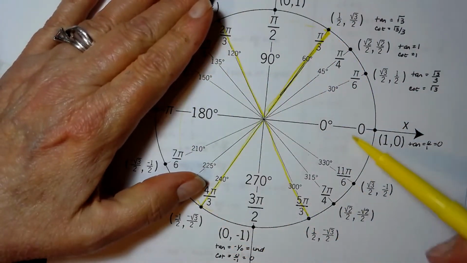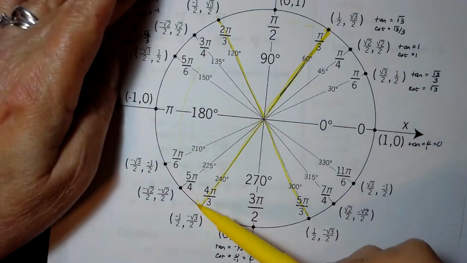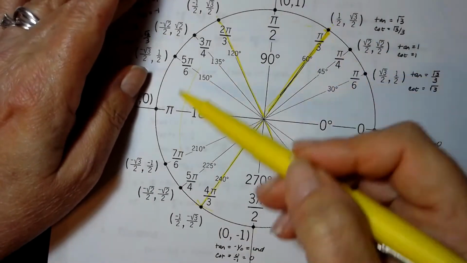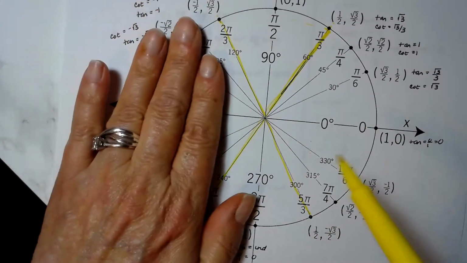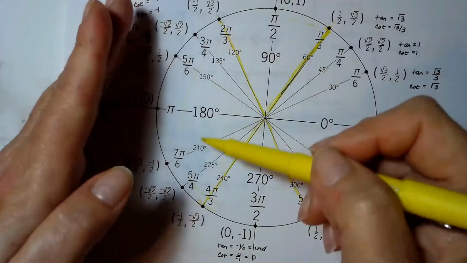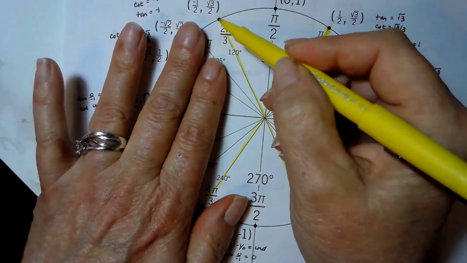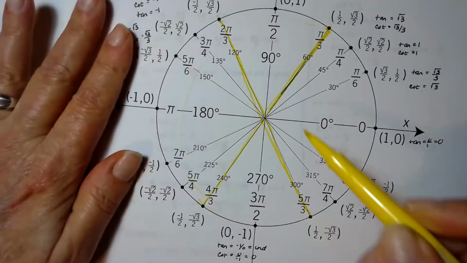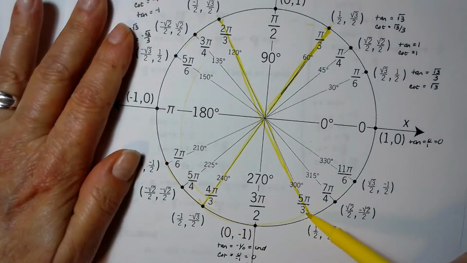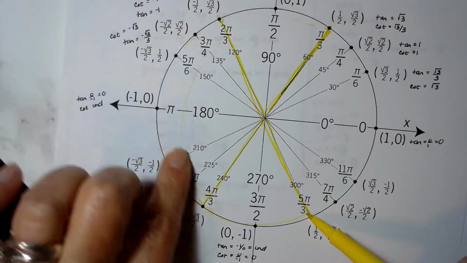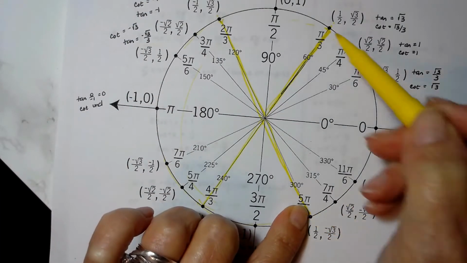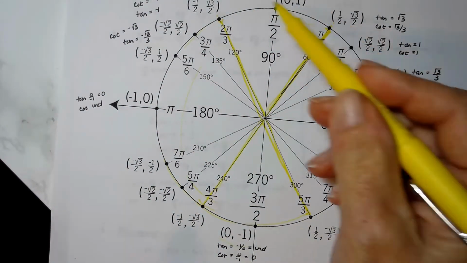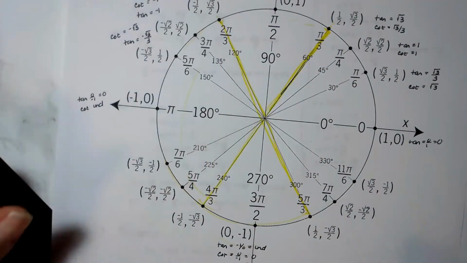If I add 2 pi, I end up here. If I add 3 pi, I end up back here, 4 pi, and so forth. You see that? Likewise, 2 pi over 3 and 5 pi over 3 are pi away from each other, so I go around a half circle to get here. So I can just say 2 pi over 3 plus n pi, 1 pi, 2 pi, 3 pi, 4 pi, and I'll keep ending up in both of those spots.